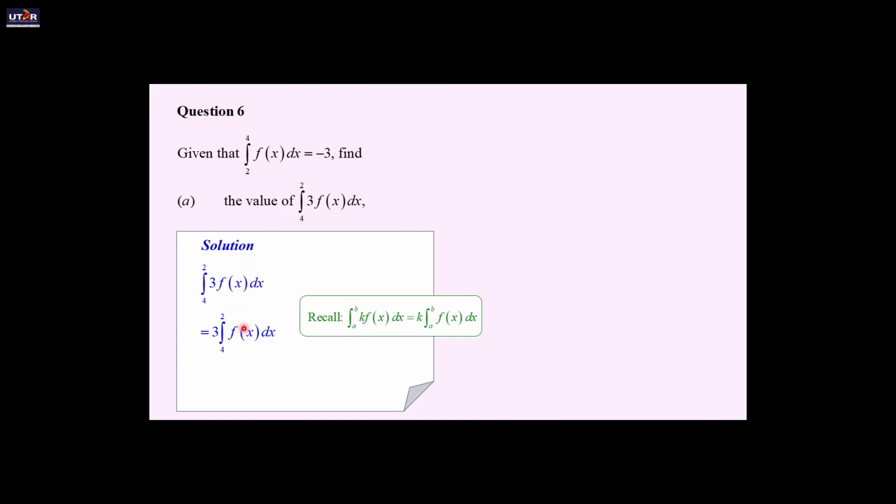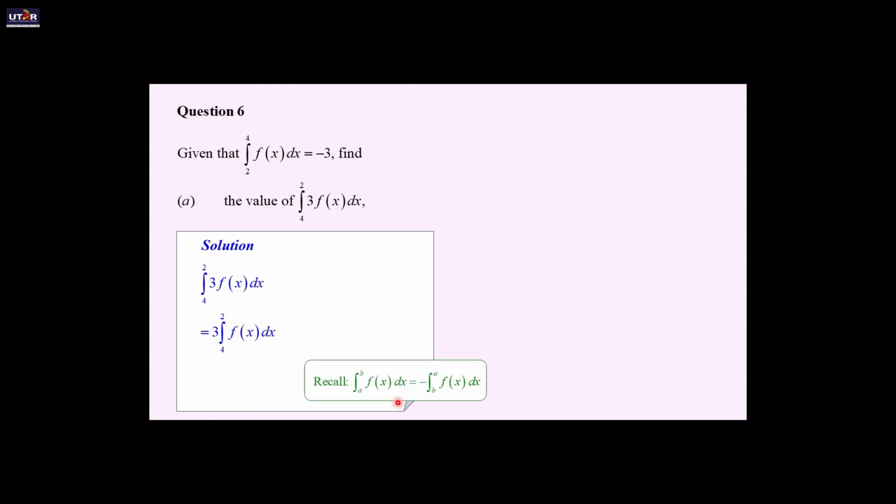So, by applying another property, we recall that the integral from a to b equals the negative of the integral from b to a. So this will give you negative 3 multiplied by the integral of f(x) with respect to x from 2 to 4. By applying the information given, where the integral is negative 3, we obtain negative 3 multiplied by negative 3. This will give you the answer of positive 9.